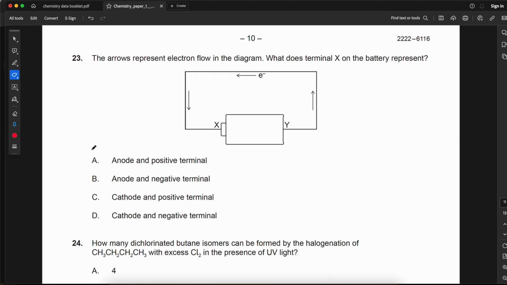The arrows represent electron flow in the diagram. What does terminal X on the battery represent? This one is a voltaic cell. Okay, so electron flows from the negative to positive in the wire. So this will be positive and then this will be negative. So what about terminal X? It is a voltaic cell, so the positive electrode indicates the cathode, so the answer would be C.